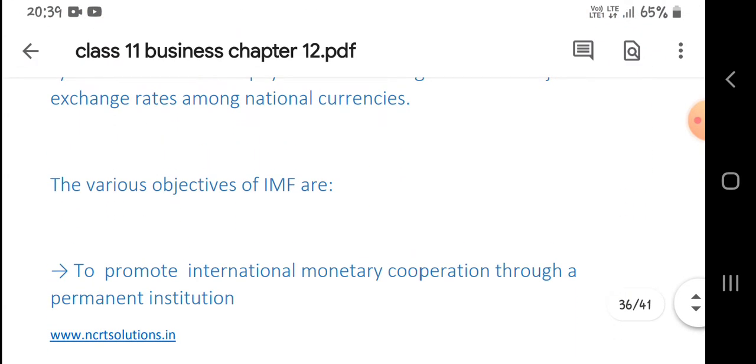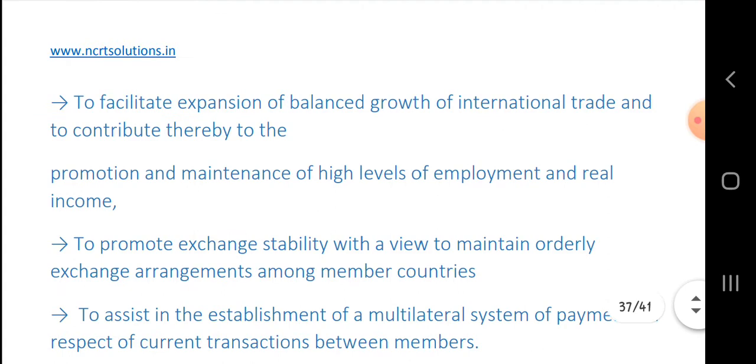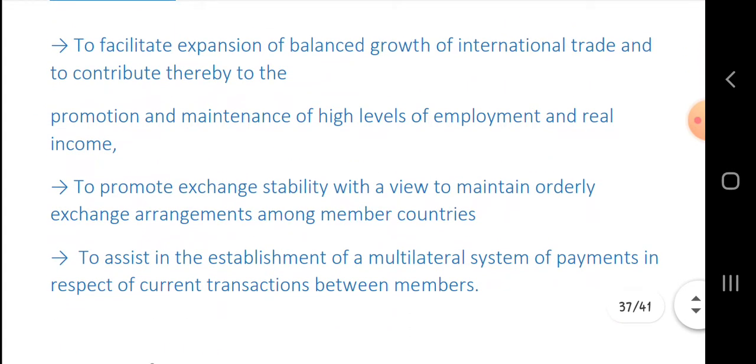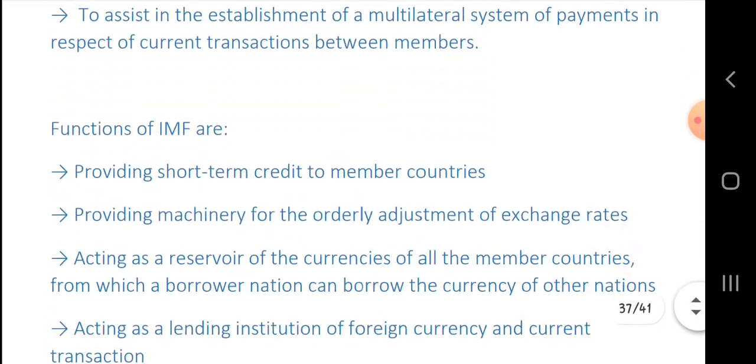The various objectives of the IMF are to promote international monetary cooperation through a permanent institution, to facilitate the expansion of balanced growth of international trade, and to contribute thereby to the promotion and maintenance of a high level of employment, to promote exchange stability with a view to maintaining orderly exchange arrangements among member countries, and to assist in the establishment of a multilateral system of payments in respect of current transactions between members.